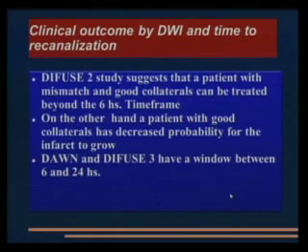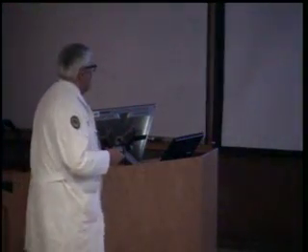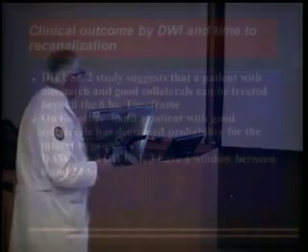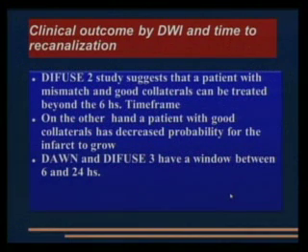The other thing, they did a study with thrombectomy, and from the initial time to the time it was treated, there was no difference in outcome. The DEFUSE 2 study suggests that a patient with mismatch and good collaterals can be treated beyond the 6 hours. On the other hand, a patient with good collaterals has decreased probability for the infarct to grow. DAWN and DEFUSE 3, which are the last trials, have a window between 6 and 24 hours with good results.